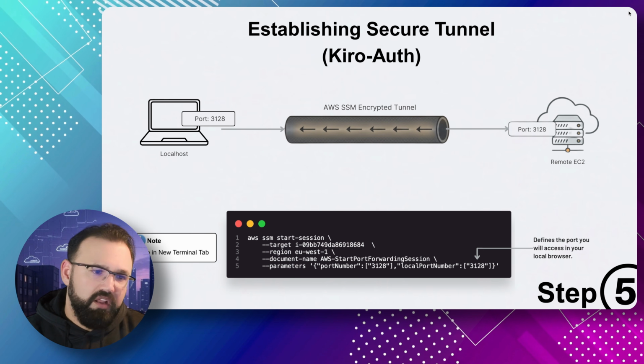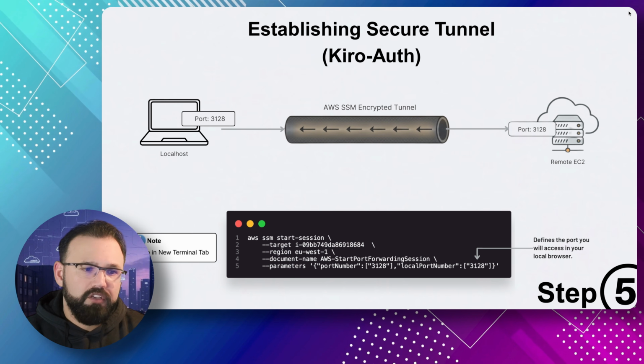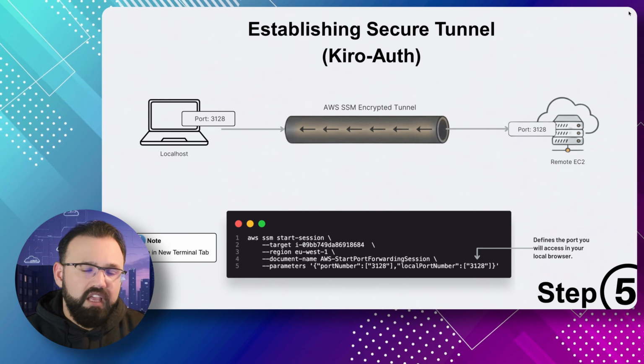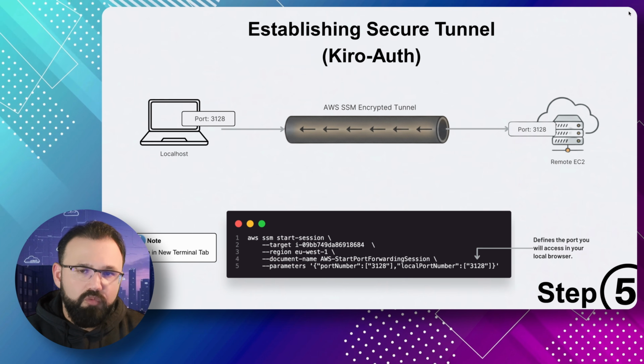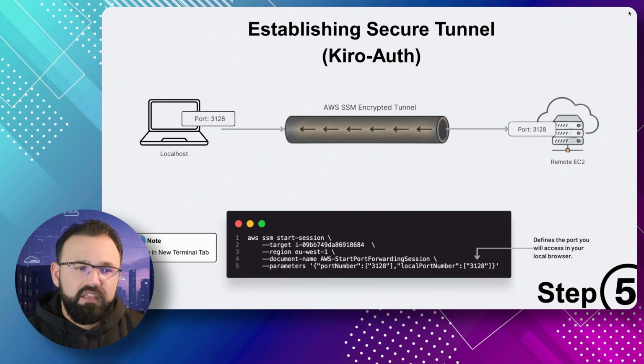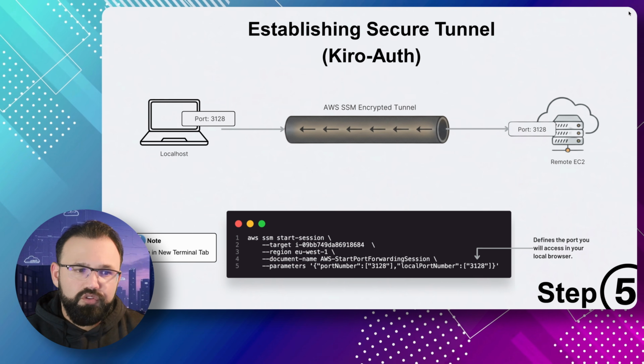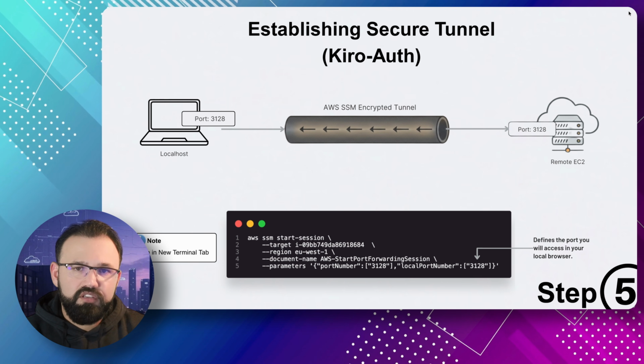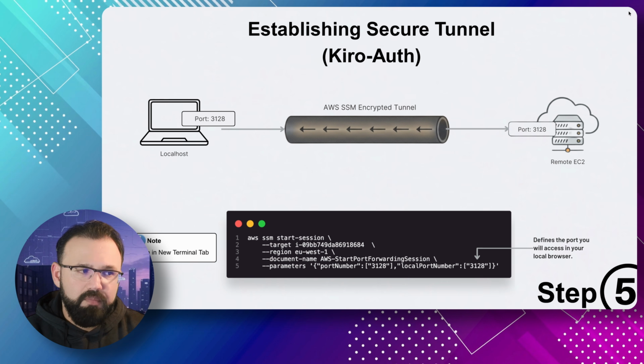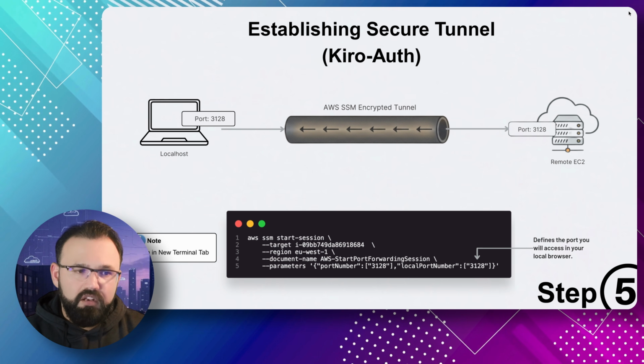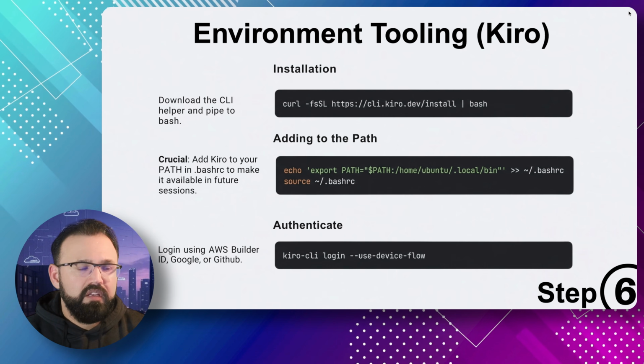We will come to that, how we'll do that, but this port needs to be exposed as well. Now, by this time, you'll have 3 terminal tabs open. One is for the direct SSH connection to your instance, and the 2 others would be just establishing the encrypted tunnel. Then we need to install Kiro.